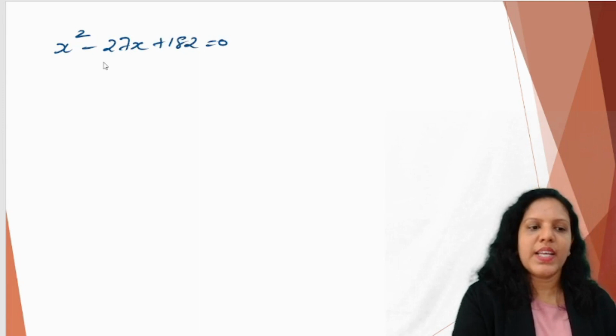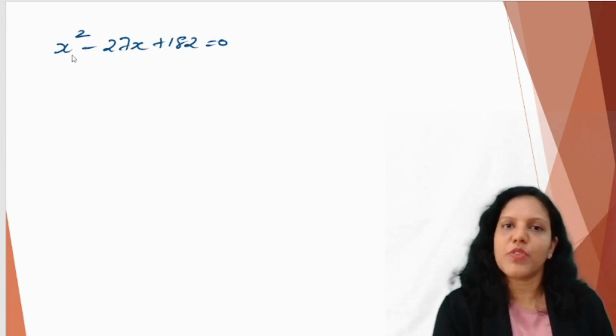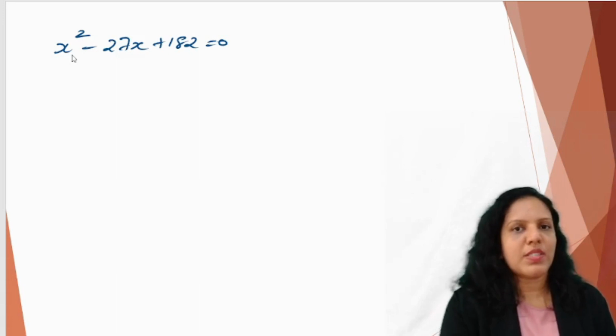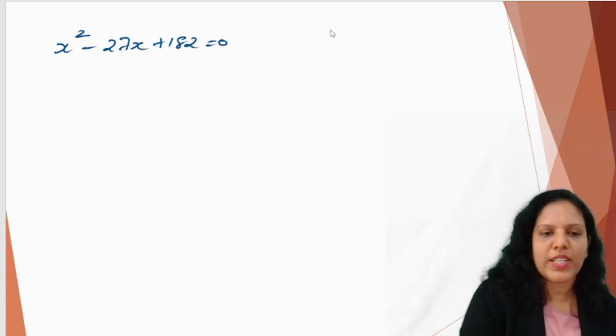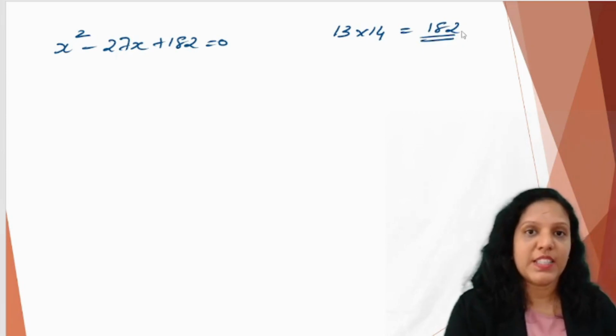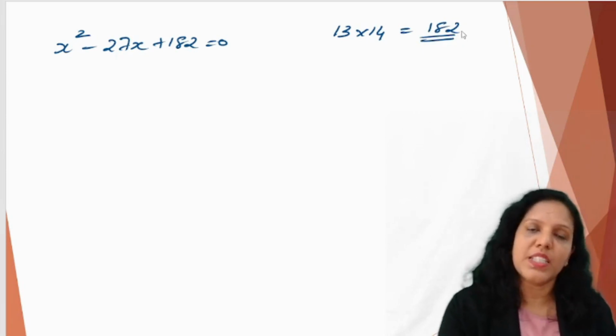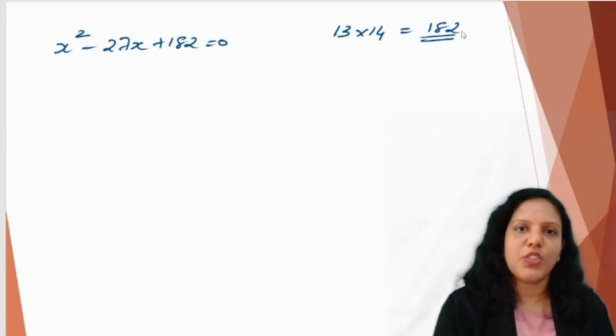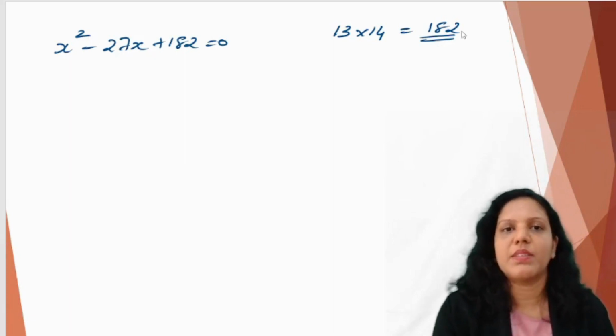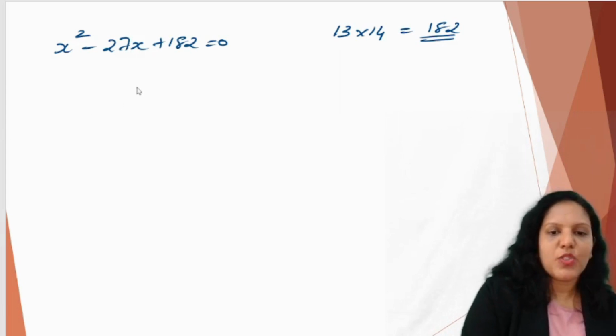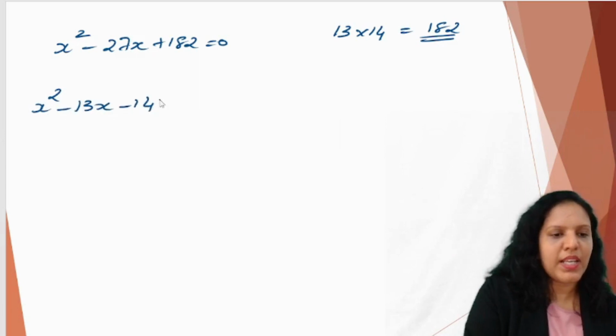So we need to split 27x in a way that the product of the split terms is equal to the product of the constant and the coefficient, which is 182. So we can split minus 27 as 13 and 14, since 13 multiplied by 14 gives 182. This is the reason I mentioned that you need to learn by heart the multiplication table from 1 to 50. It will be easy to find the middle term splitting. So you can write x squared minus 13x minus 14x plus 182 equals 0.